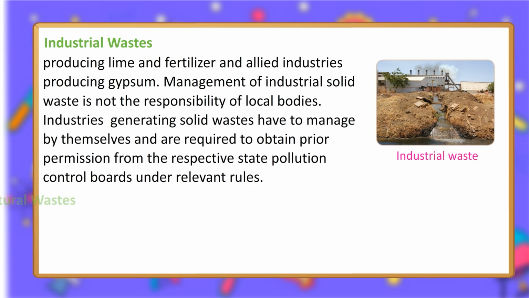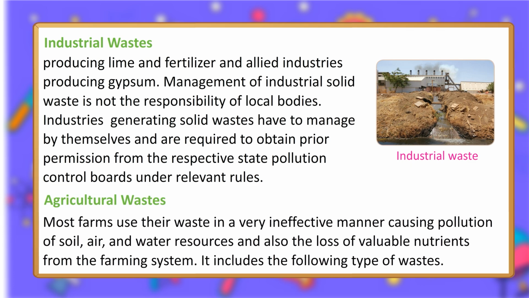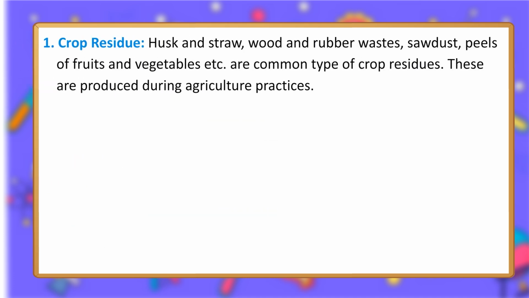Agricultural wastes. Most farms use their waste in a very ineffective manner, causing pollution of soil, air, and water resources and also the loss of valuable nutrients from the farming system. It includes the following types of wastes. 1. Crop residue, husk and straw, wood and rubber wastes, sawdust, peels of fruits and vegetables etc. are common types of crop residues. These are produced during agriculture practices.